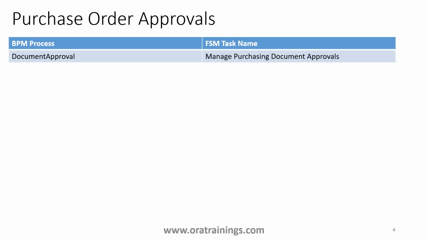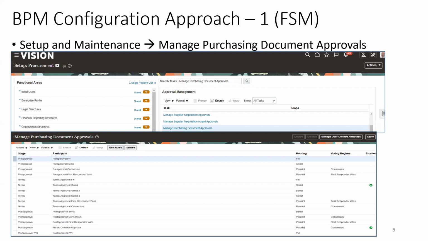The options we have are, one, using a BPM process called Document Approval, and if you want to go via task, it is Manage Purchasing Document Approvals. We'll understand clearly in the next slide. The first option, we generally call it the FSM approach, wherein within the Fusion screen, generally the ADF pages screen, you can just edit or delete or update a rule. The task for this one is Manage Purchasing Document Approval. Here you can click on edit the rules, enable it or disable it, delete it. All these things you can do. This is the first option of configuring the BPM rules.